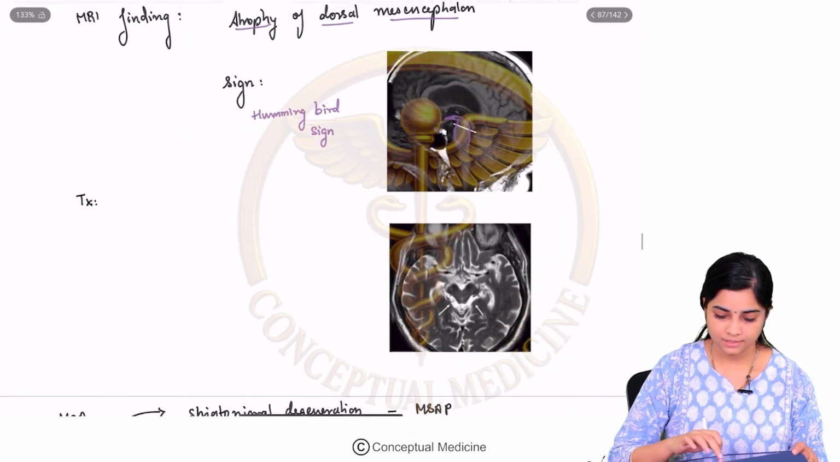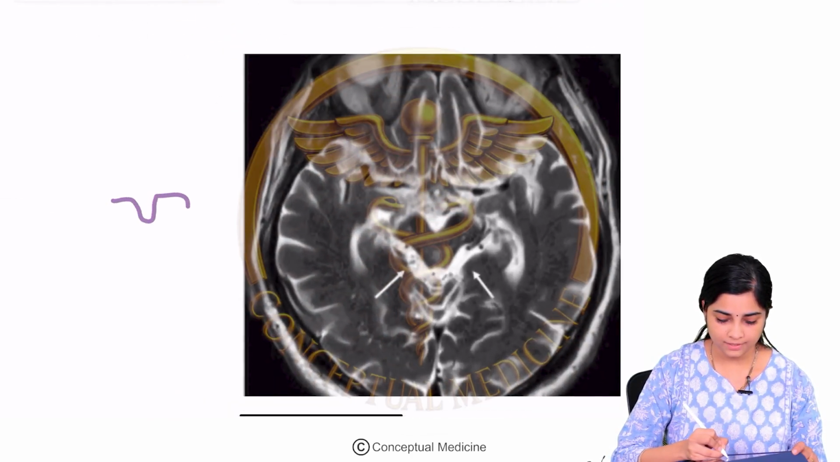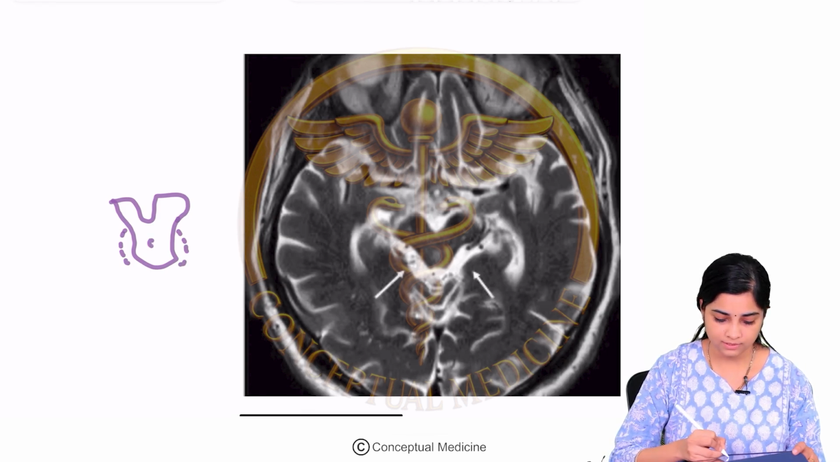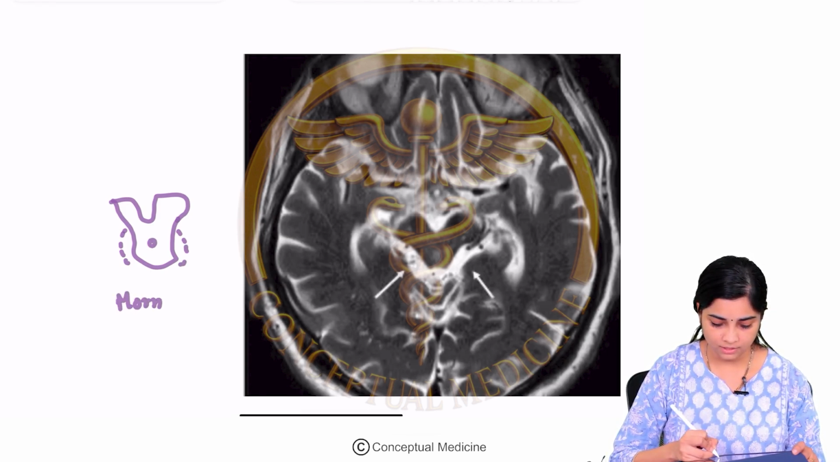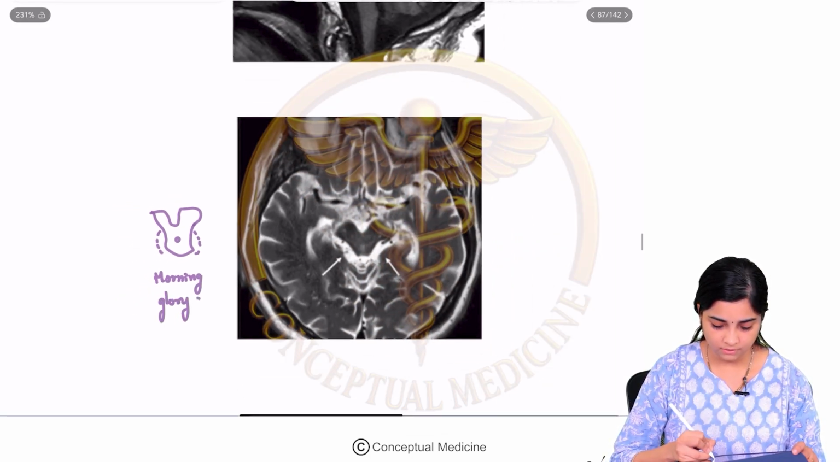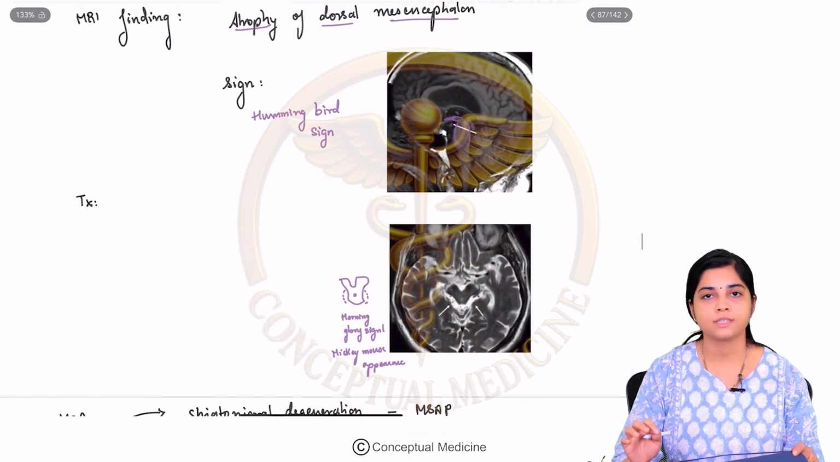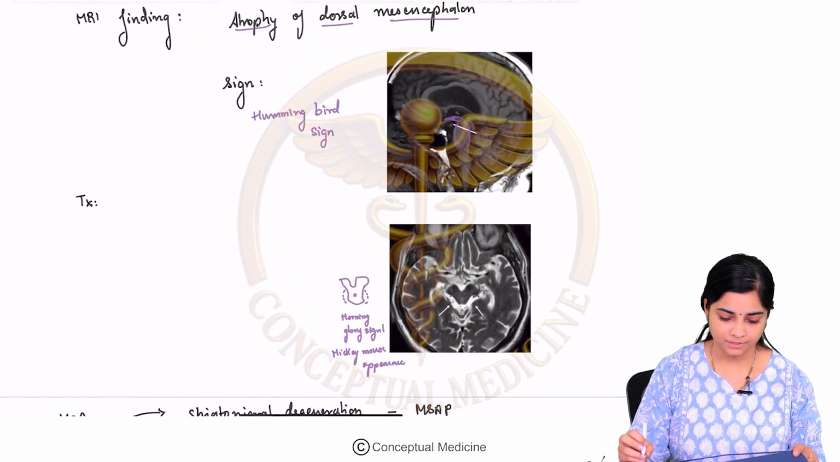Okay, and the next sign which you see here, right? There is loss of convexity of the brainstem. It should have been like this. It is lost. So this is what we call the morning glory sign or Mickey Mouse appearance. Okay, so these are the two radiological signs that you find in progressive supranuclear palsy.